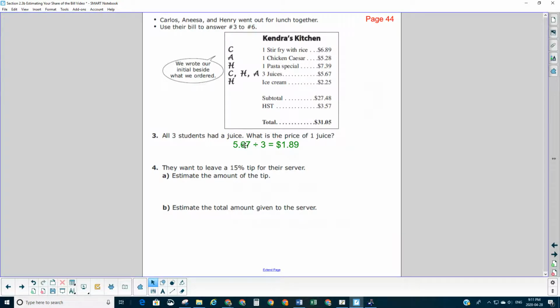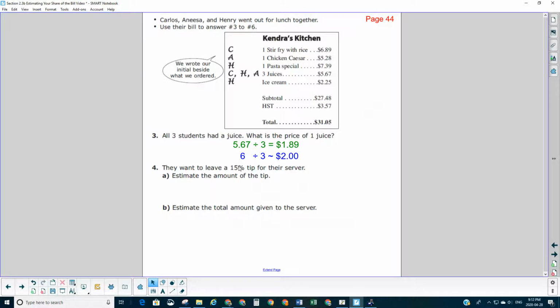Instead of saying it's $5.60, I would say that's about $6. And if you divide that by 3, that's about $2. You see this little sign, that means about, approximate. It's an estimate. It's not equal, it's about. So the juice is about $2. That's going to be very handy when we move on later.